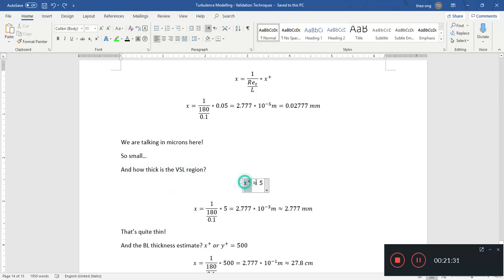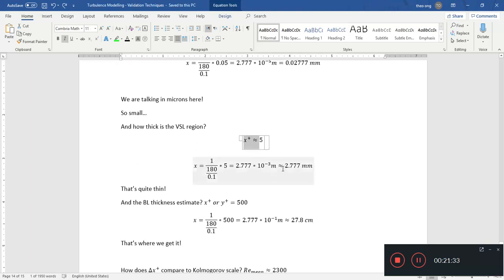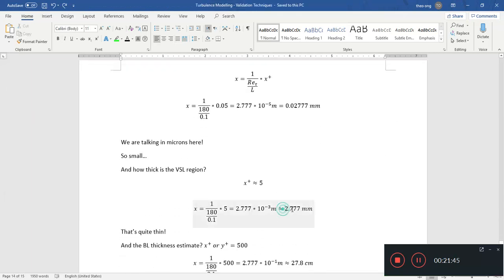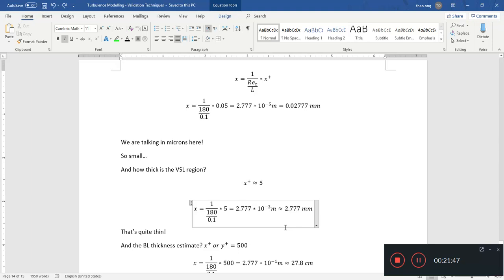So x plus equals 5. We do the same substitution and we see, oh, the viscous sublayer is in the range of about 2.7 mm. That's pretty thin. If you think about a 0.1 meter pipe, a 10 cm pipe, the viscous sublayer is about 3 millimeters thick, at most. And what is the boundary layer thickness estimate?